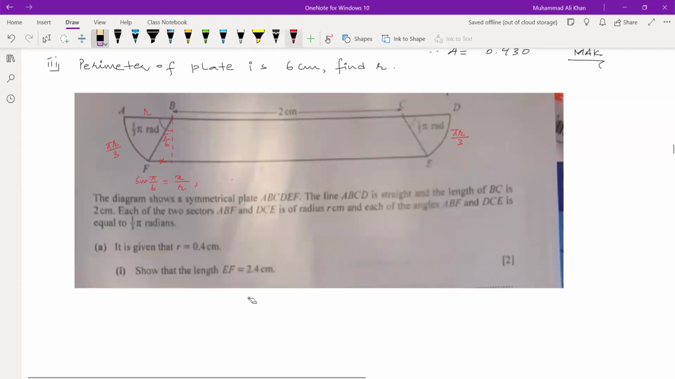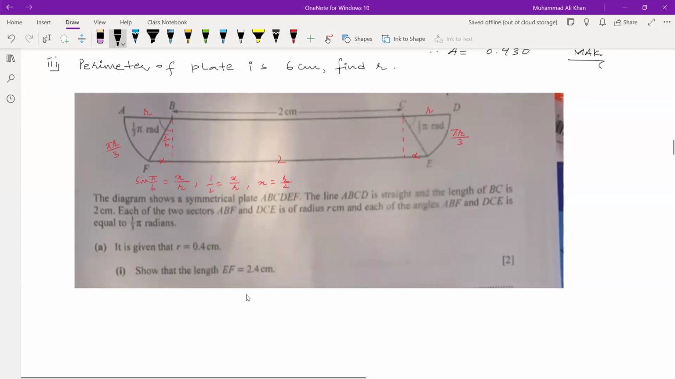Sine pi by 6 is 1 upon 2. So 1 upon 2 equals x over r, and the value of x is r upon 2. Here we have one x, here we have another x. This is r. In between the two x's, we have 2.